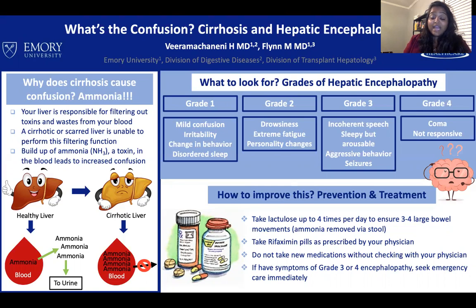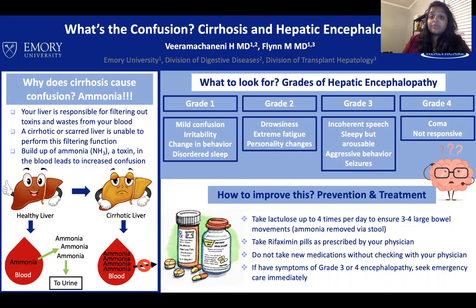encephalopathy? Well, we have grades of hepatic encephalopathy that we look at. And so for patients, it's important to recognize the signs and symptoms and for the family members to identify when these are occurring. So in the mildest form of hepatic encephalopathy or grade 1, you'll see some mild confusion, some irritability, some change in behavior, and changes in the sleep cycle, meaning they're awake when they're supposed to be asleep and vice versa.